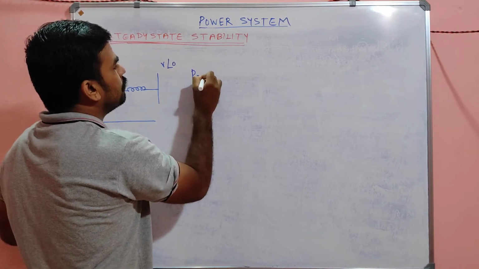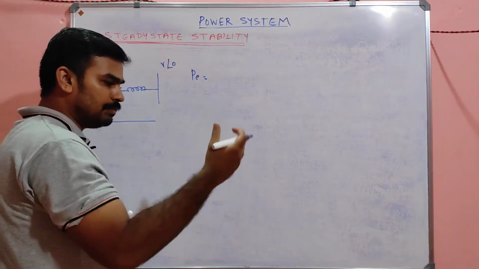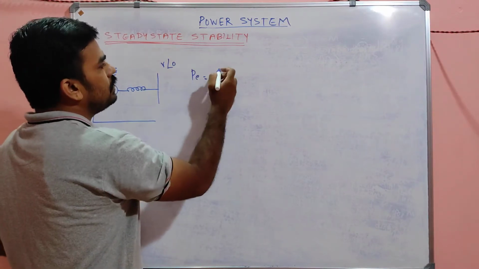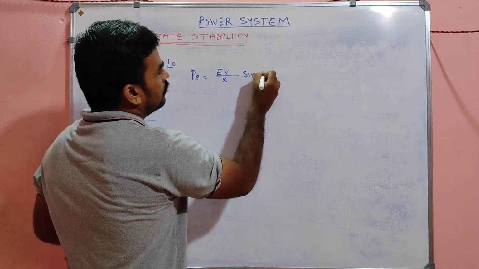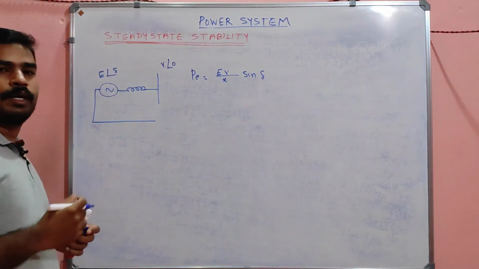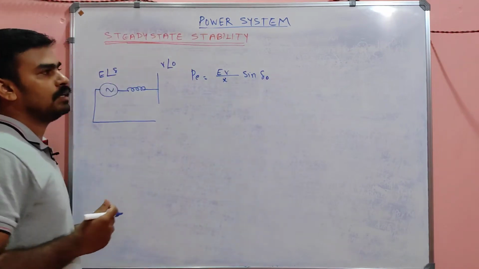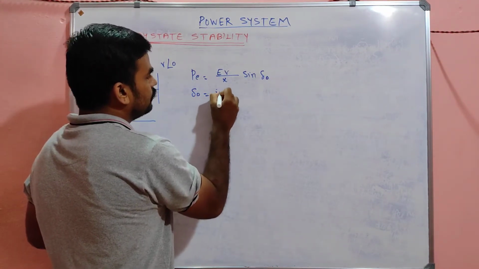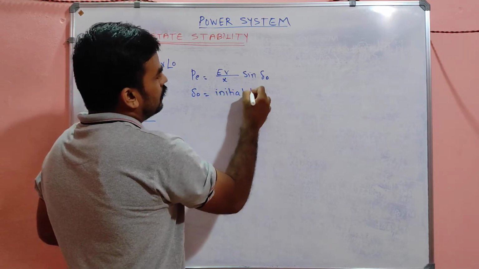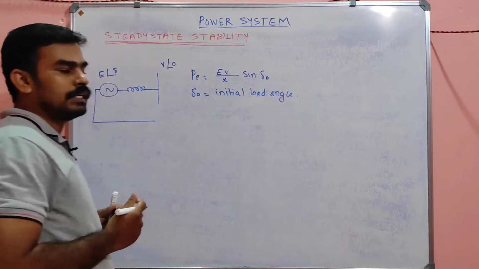So what will be the electrical power output, my dears? We already discussed in the basics of power system that P is nothing but EV divided by X into sin delta, where delta is the load angle. Initially it will be delta 0, where delta 0 is the initial load angle. Is it clear, my dear?